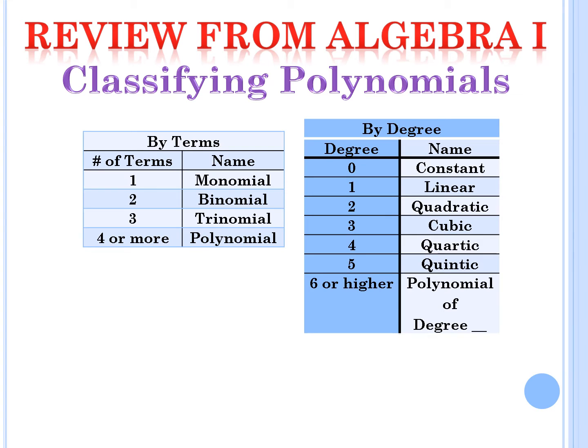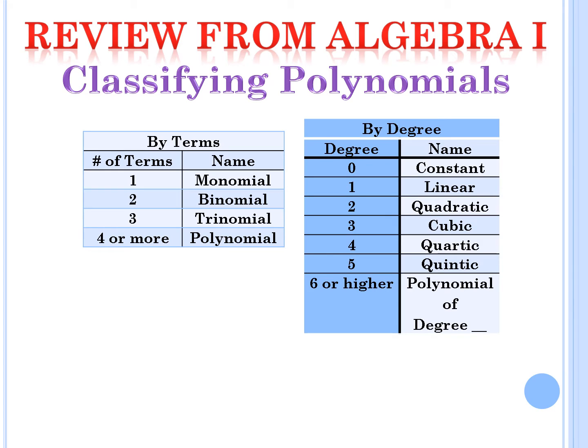So when we say degree 0, we're talking about a term that does not have a variable in essence. So a degree 0 is basically just like a number like 4, 5, 6, whatever. We call that a constant. If it has a degree of 1, we call that linear. Think about y equals mx plus b. The highest exponent there is 1. So if your highest exponent is 1, that is a linear polynomial.